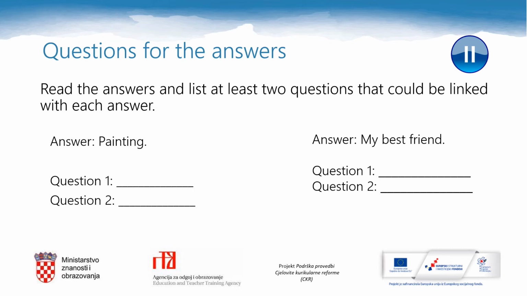If the answer is painting, what could be your questions? If the answer is my best friend, what could be your questions? Remember, the topic is New Year's resolutions, and the forms to use are simple future, going to future, and present continuous to express the future. Good luck!